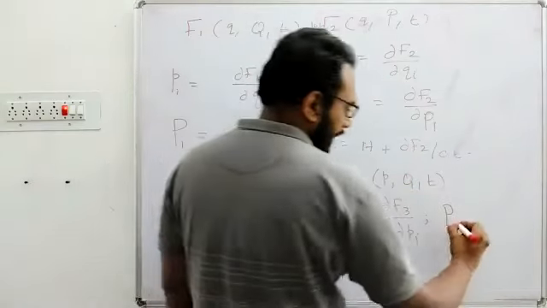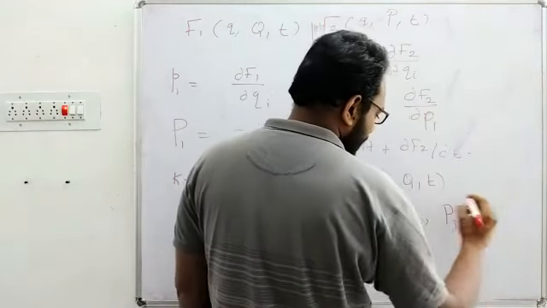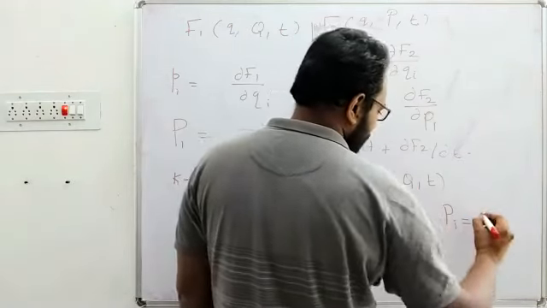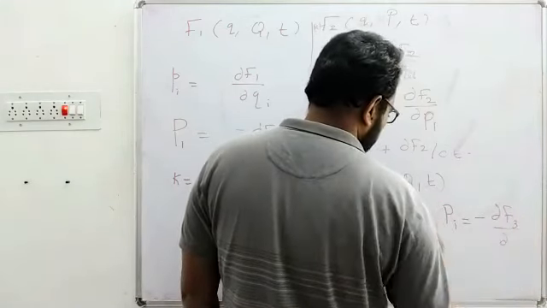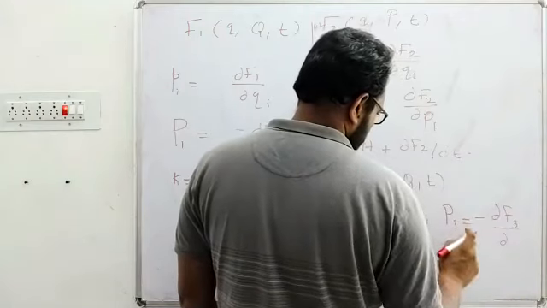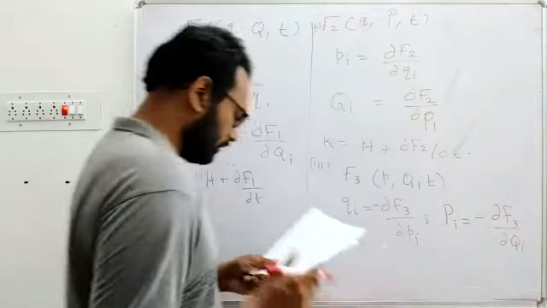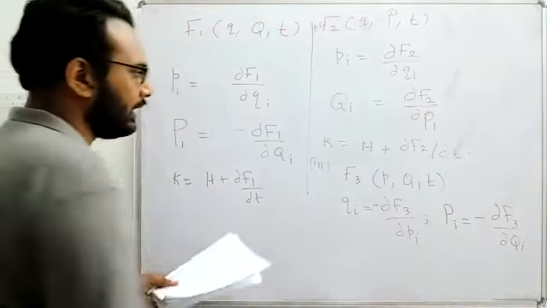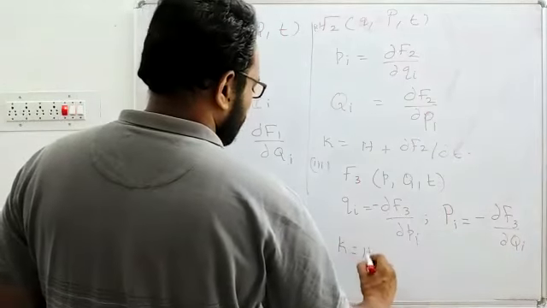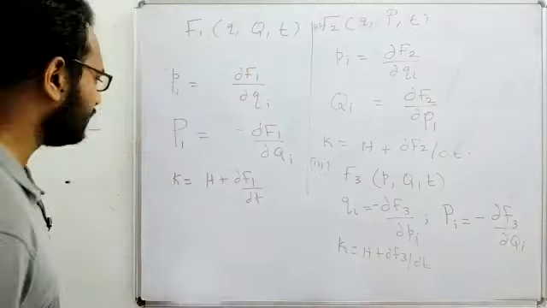Okay. So Pi is equal to, this we can write as Q is in the second position, so it gets a minus sign. Dou F3 by dou Qi. Okay, all right, that's correct. Both get a minus sign. And again, K is equal to H plus dou F3 by dou T. Okay, so that's easy to remember.